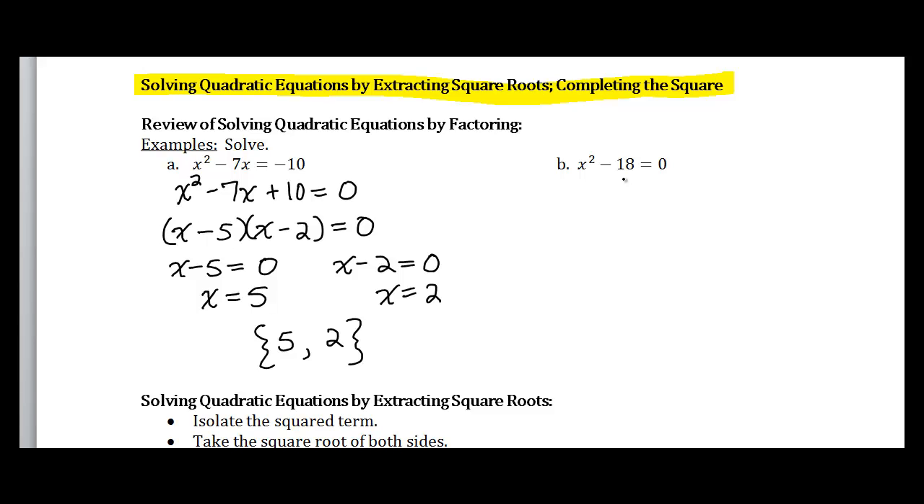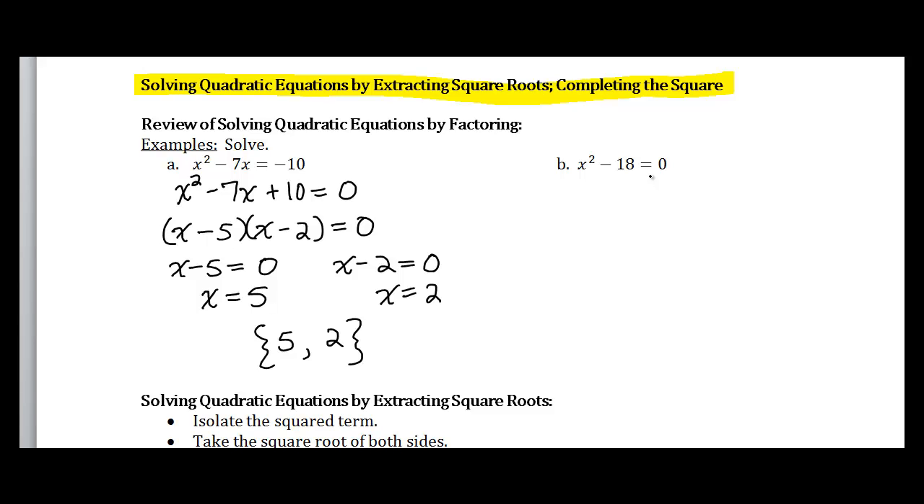Now, normally with factoring, when we have two terms, there's only three ways to factor. A difference of squares, a difference of cubes, and a sum of cubes. All right? Since this is an x squared, it looks like we can do a difference of squares. However, 18 is not a perfect square. So instead of doing any more thinking about that, we're going to come up with a new method to help us solve this type of equation.